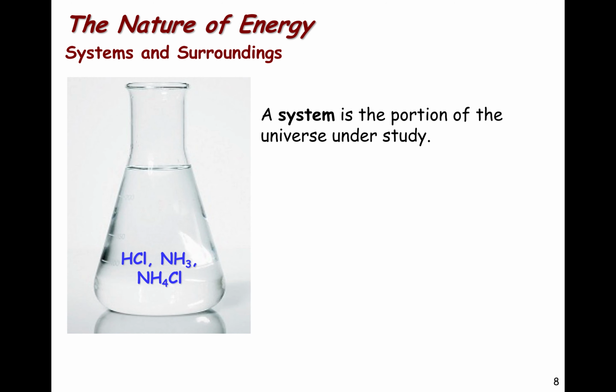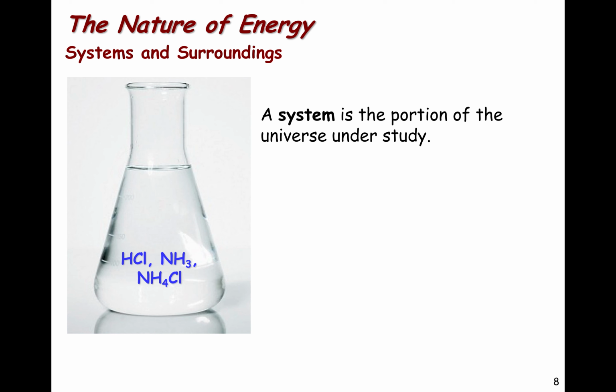At this point, we need to be able to define a system, and in this case, this system is a small portion of the universe that is being studied. And so in our picture here, we have an Erlenmeyer flask that has been filled with water, and then also contained within that are three compounds: hydrochloric acid, ammonia, and ammonium chloride.